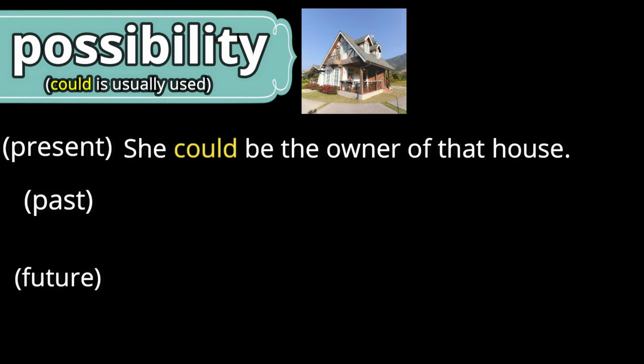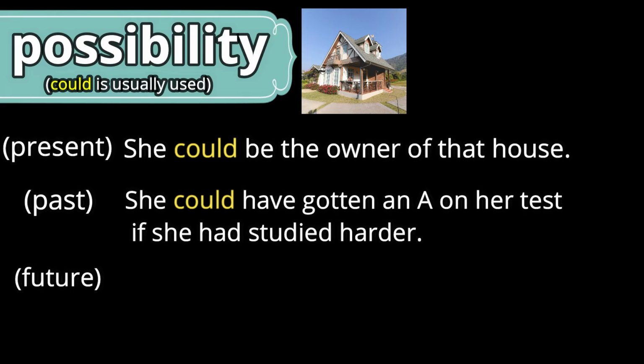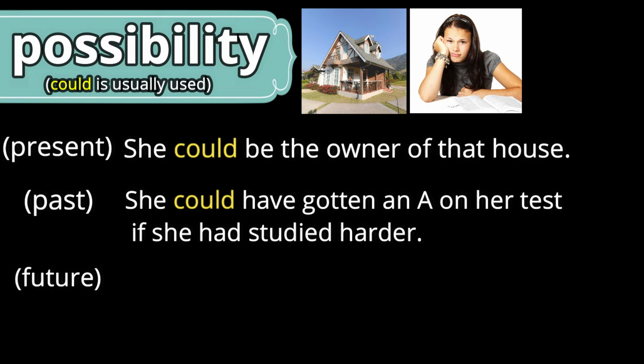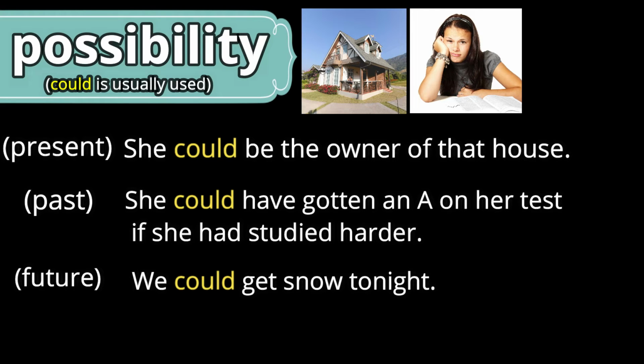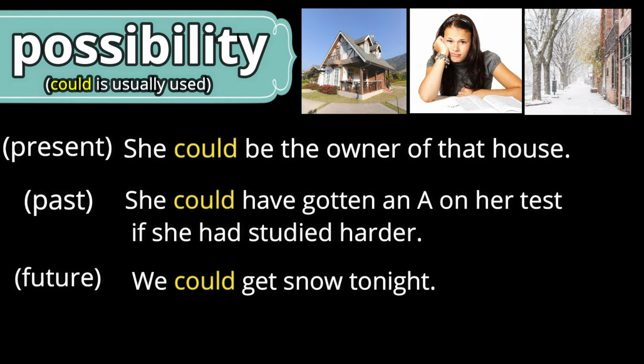In the next example, she could have gotten an A on her test if she had studied harder. In this case, she has already taken the test. It's a past event. And it's possible that she could have gotten a higher score if she studied harder. And in the next example, we could get snow tonight. Here we are referring to the future, tonight. So could is used here, and we're talking about the possibility of getting snow.